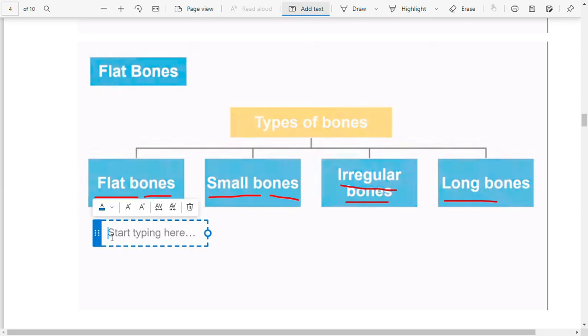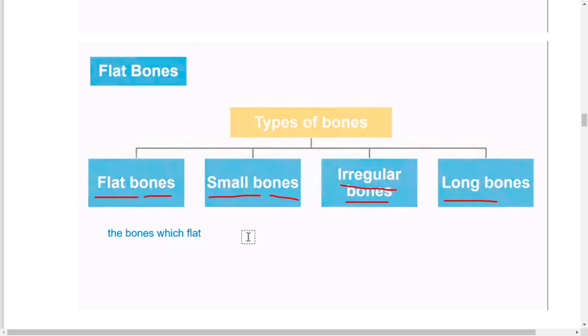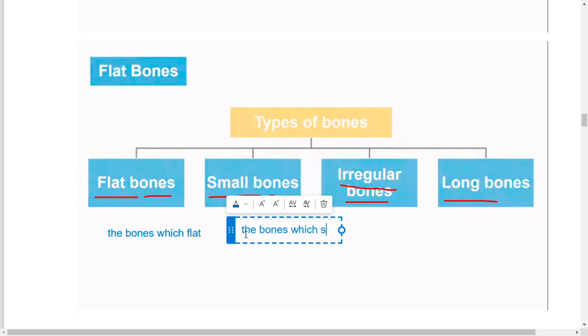Flat bones. The bones which are flat are called flat bones. Now the small bones: the bones which are small in shape, which have small shapes, are called small bones.